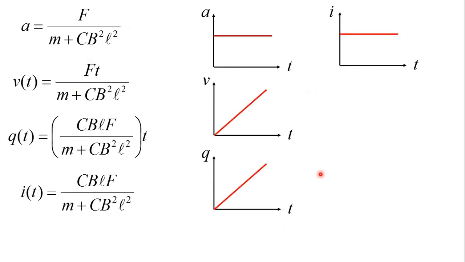So finally we write all the 4 answers here: acceleration, velocity, charge and current, and we plot the graph also. As you can see, acceleration is constant with time, so therefore the acceleration-time graph is a constant, and even the current is also constant, no time t here. So current as a function of time is also constant, but velocity is directly proportional to time t, so the graph will be a straight line, and the charge is also a function of time t, which is also a straight line.